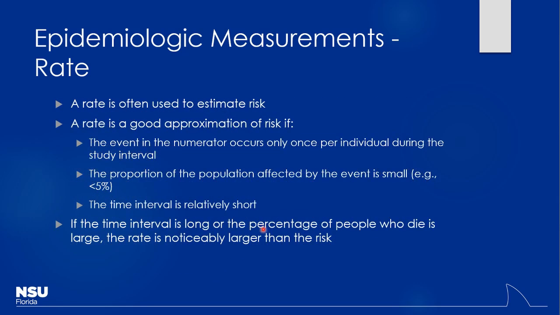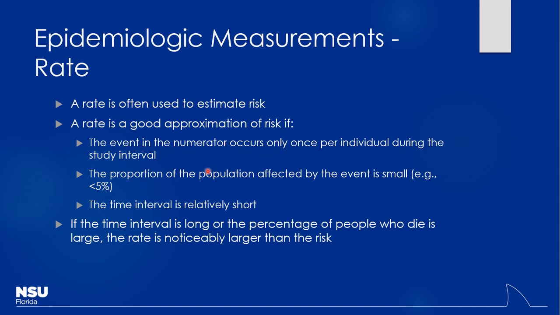So we'll see that rates frequently get used as an estimate for risk. And the rate's going to be a good approximation of risk if some of these things are met, okay? So if the event in the numerator occurs only once per individual, that's going to be a good estimation there, right? So if people could die multiple times, it doesn't really work for us. We'll talk about how we count things that can happen multiple times. So you might imagine, like, people get infections, they get reinfected. We'll talk about different ways to calculate that.